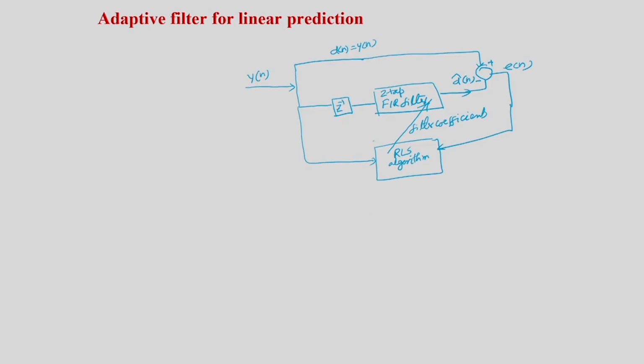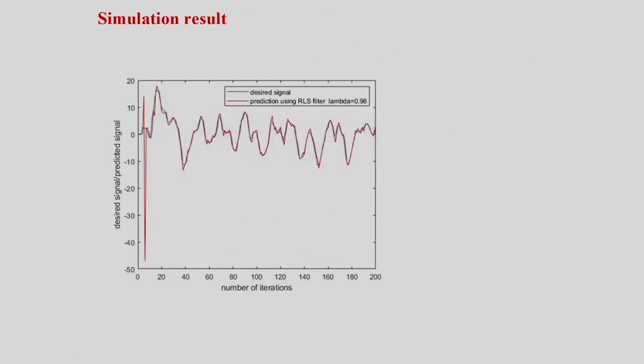So we use the RLS algorithm, and we have to initialize lambda. Lambda we use 0.98, and similarly the P matrix is initialized. Suppose P of minus 1 is equal to delta. Delta we can take, suppose, 0.01 into identity matrix. This is a 2 by 2 identity matrix. So with this, if we run the RLS algorithm, then the solution will look like this.